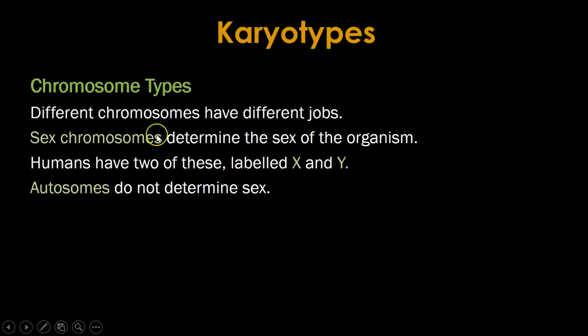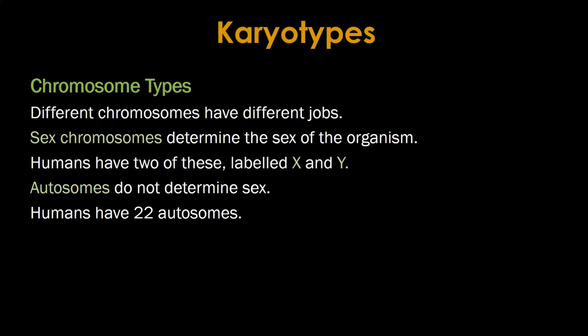So I'll say that again, a sex chromosome determines whether you're going to be a boy or a girl, but it also has other information on it which is unrelated. Autosomes have all sorts of other information but have no influence on whether you turn out to be a boy or a girl. Humans have two sex chromosomes and they have 22 autosomes.